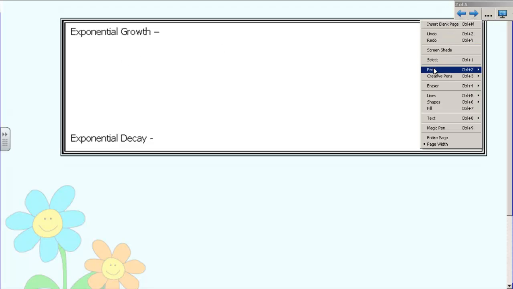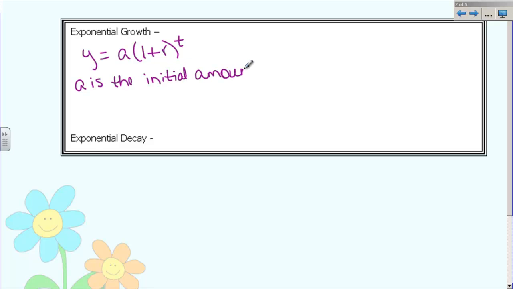So, exponential growth. Here is the function or the equation you're going to need to know for exponential growth. Here is how exponential growth is written. It's written as y equals a times 1 plus r to the t. Now I've got to tell you what all of this stuff stands for. A is the initial amount. So when you're looking at a problem and you are given a situation, A will be the original amount of whatever you were dealing with that you were given.